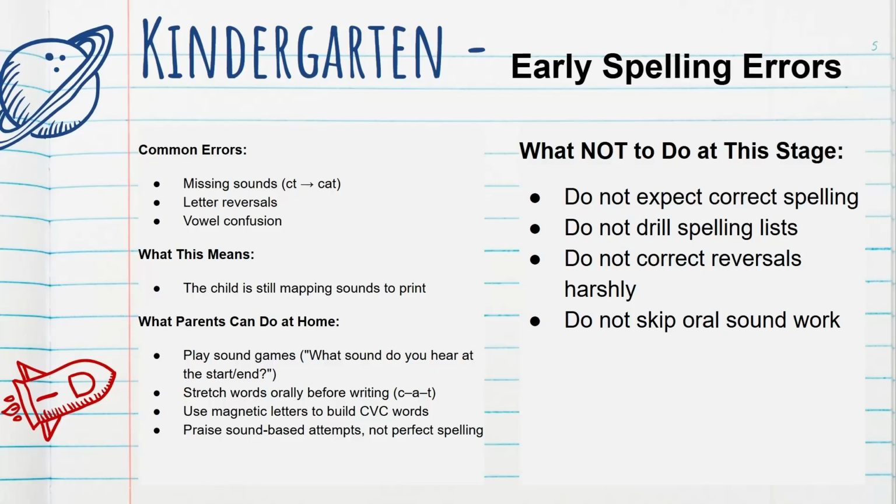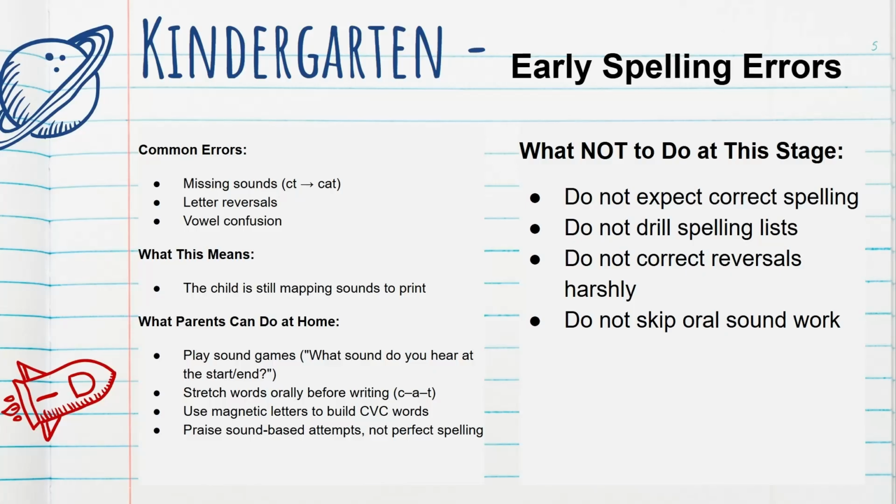And what can you do as a parent? Number one, play sound games. You can Google phonics games. Think about what sound do you hear at the start or end. Use family names. Use some of their favorite interests, like if they really like space. Go through all the planet names. You can stretch words orally before writing, and you can model this.